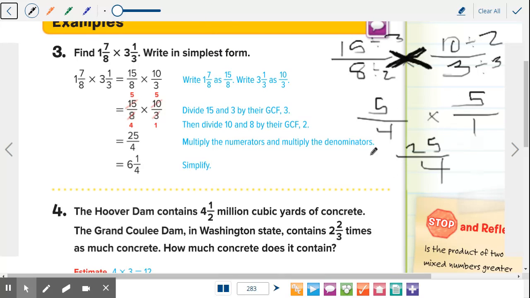4. Okay, so we get this improper fraction. That's in simplest form because we already did that. Now I just got to change it into a mixed number. Well, 4 goes into 25 6 times. Well, 6 times 4 is 24. If I take 24 away from 25, how many do I have left? 1.